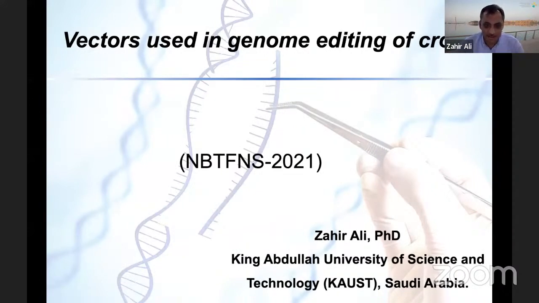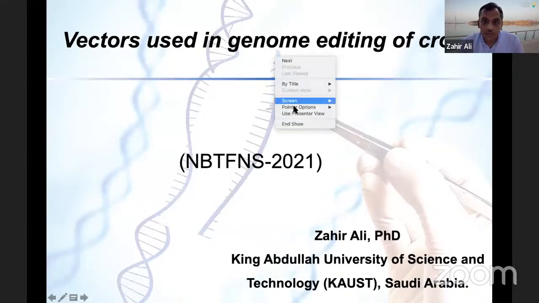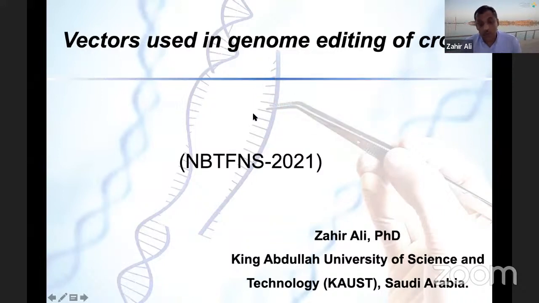I'm Zahir Ali. I'm working as a research scientist at the King Abdullah University of Science and Technology, Saudi Arabia. I work with plant genome engineering and specifically with the CRISPR-Cas system, which is now spreading into almost every field, including genome editing plus diagnostics. Today, I will present some work about the vectors used in genome editing in crops. I will talk about different vectors that are used in the plant system.